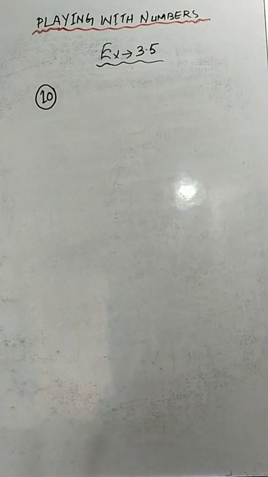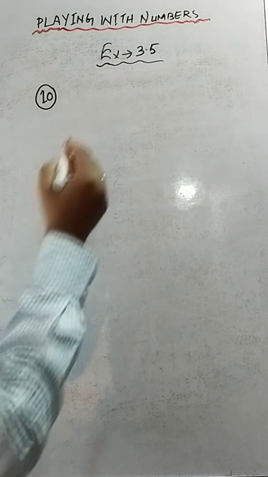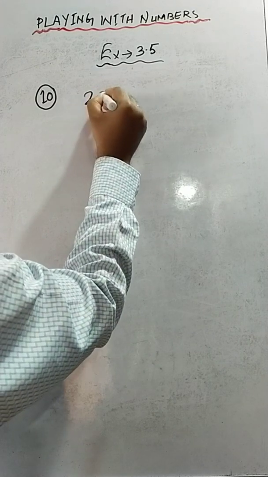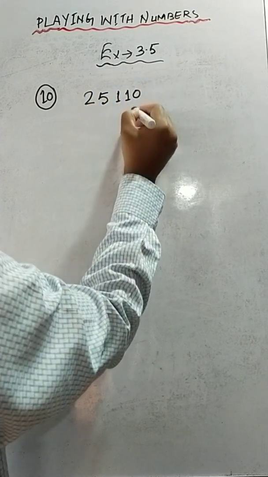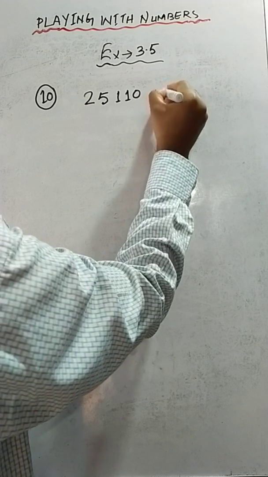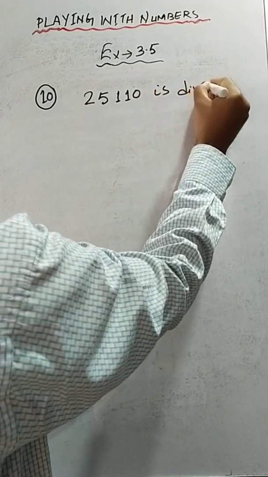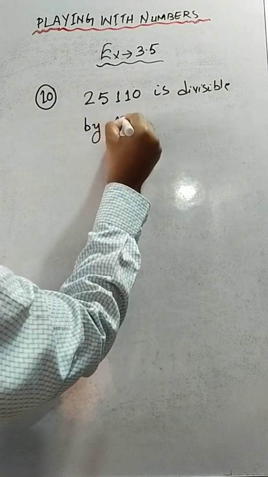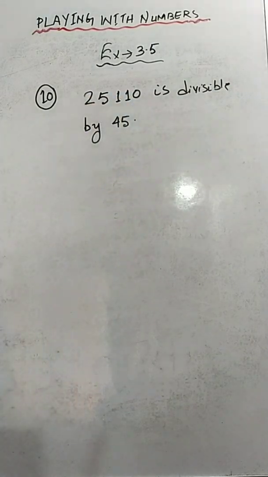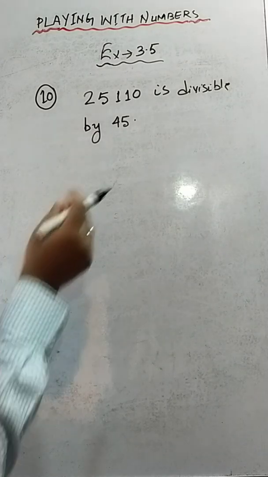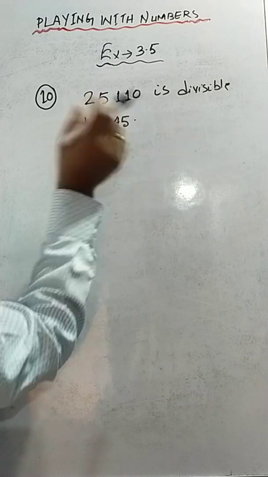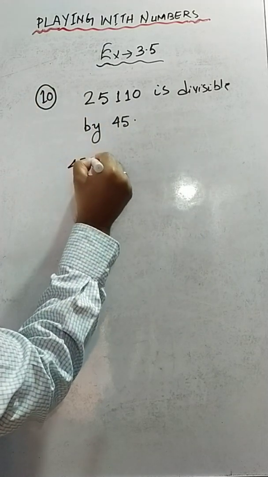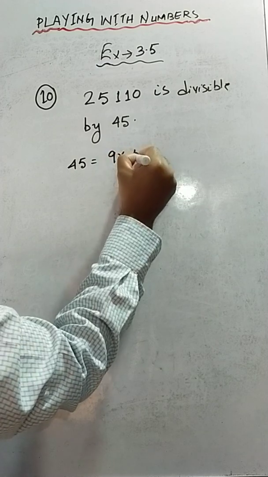In question number 10 we have: determine if 25110 is divisible by 45. Now this is the question they are asking. Fine. So what is the first thing that we have to do? Okay, we have to find the factors of 45. So factors of 45 will be what? 9 into 5. These are the two factors.